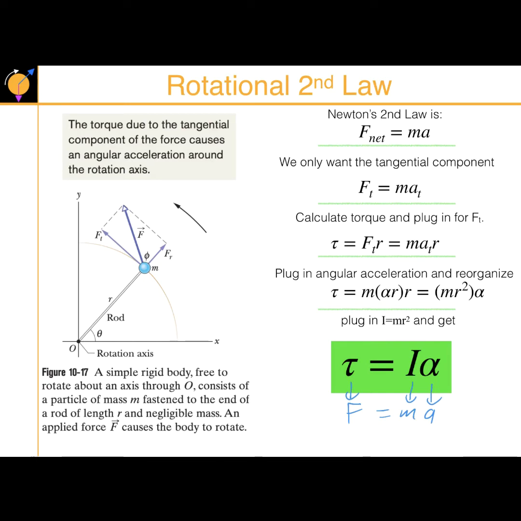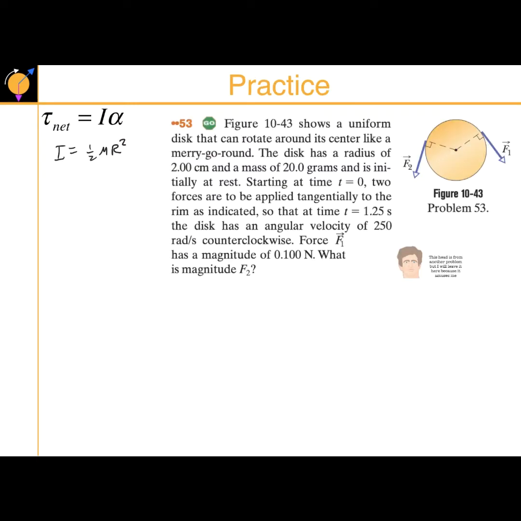So let's look at some simple examples. So let's do an example here. It says this figure shows a uniform disk that can rotate around its center like a merry-go-round. It has a radius of 2 centimeters and a mass of 20 grams. It's initially at rest.